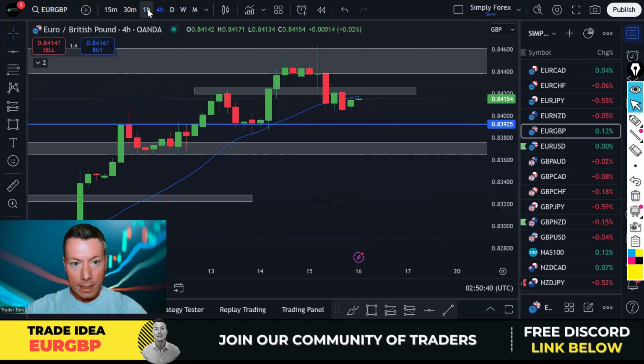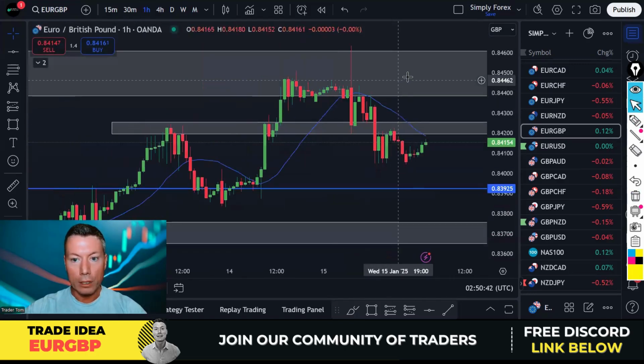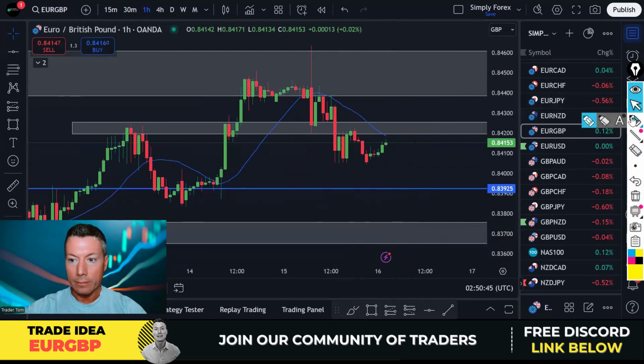But if we drop down to the H1, you can see structurally we have broken down, right? We was in this H1 uptrend and then bang, bang, bang, bang, bang, we're in a downtrend. Now, if price comes up into this gray zone, we've got the moving average 20 as well. We get a nice bearish reaction here. I will look to sell euro pound back down to these lows.